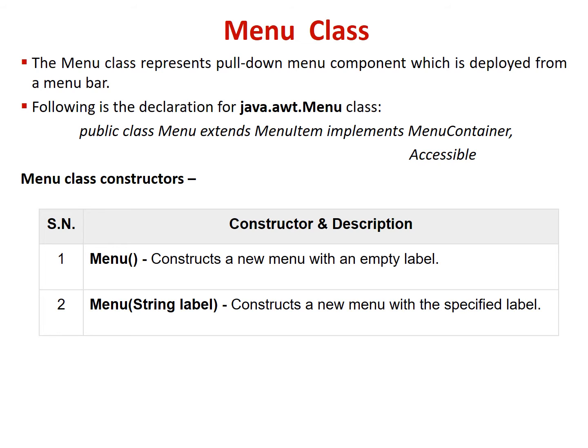Menu class. The menu class represents a pull down menu component which is deployed from a menu bar. The declaration of java.awt.Menu class is public class Menu extends MenuItem, implements MenuContainer and Accessible. The menu class constructors. The first is the default constructor, that is without any parameter, which constructs a new menu with an empty label. After this, the next constructor is with one parameter, that is a string parameter, which constructs a menu with the specified label.